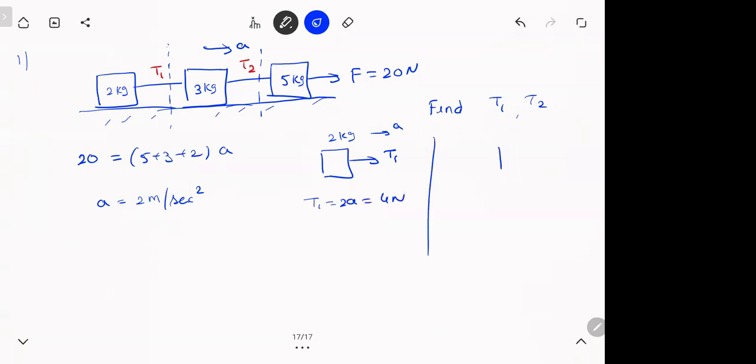If you want T2, I can take the 5 kg block. This is 20 newtons, this is T2 and this is acceleration. So we get 20 minus T2 is 5 into A. A is 2, so T2 is 10 newtons.